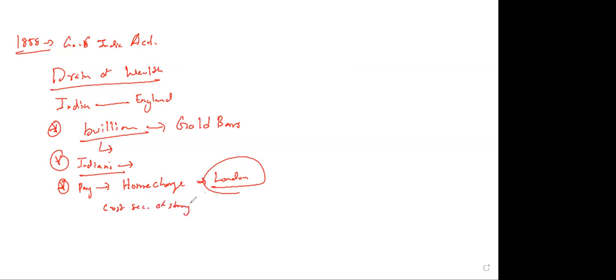And moreover, the cost incurred by the Secretary of State prior to 1857 was around 10 to 12% of the average revenue in India. But after 1857, the cost of the Secretary of State increased twofold. 25% of the revenue was taken as the cost for maintaining the Secretary of State alone.